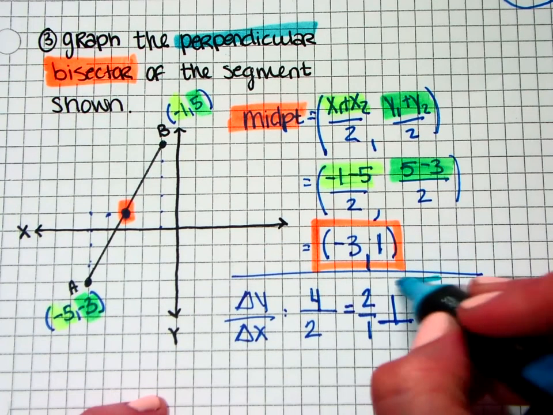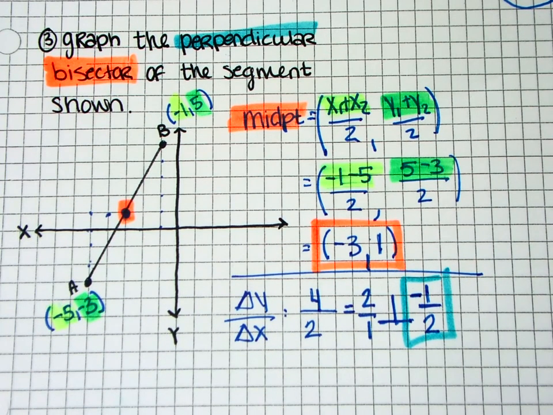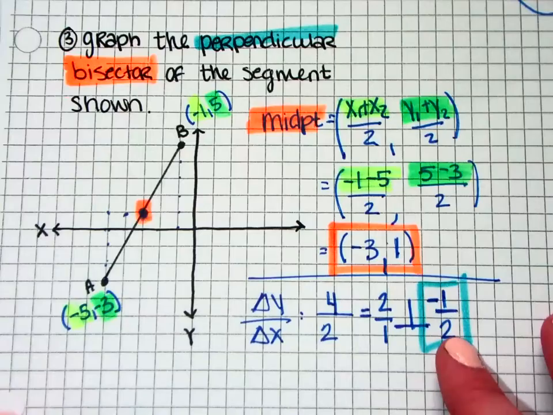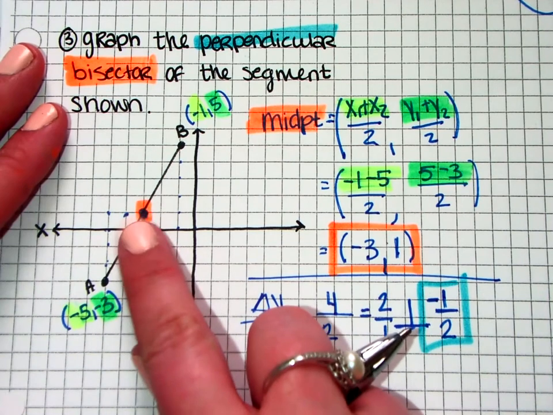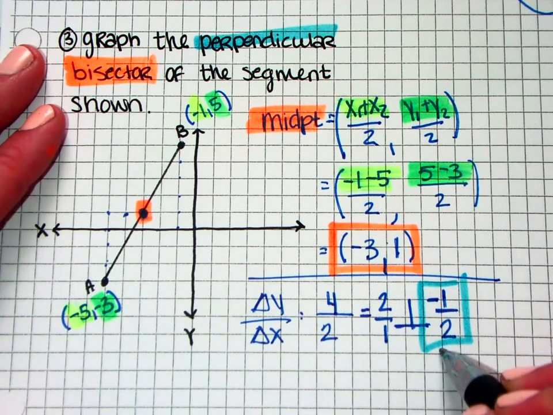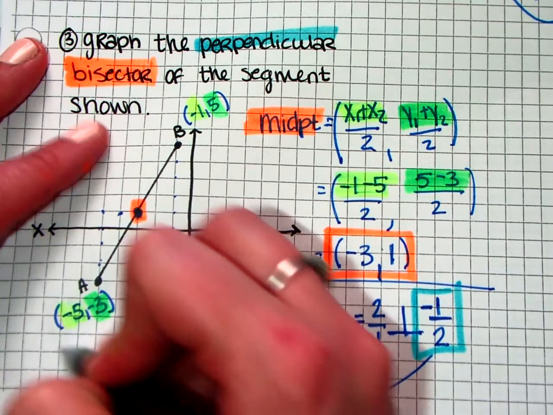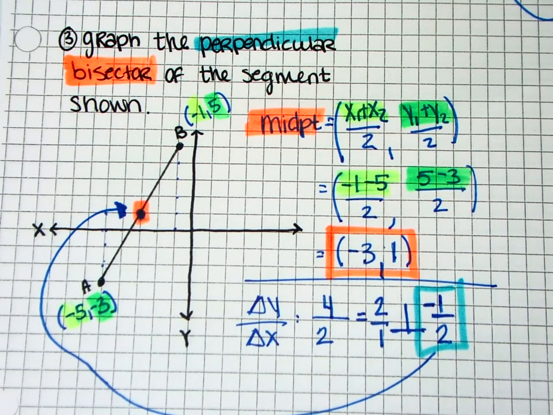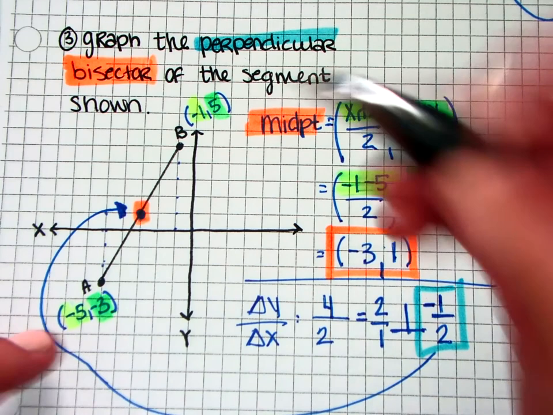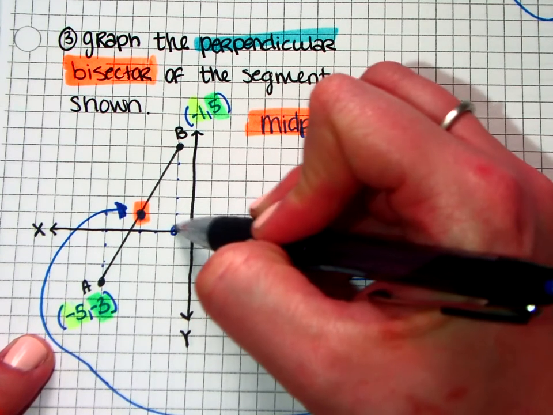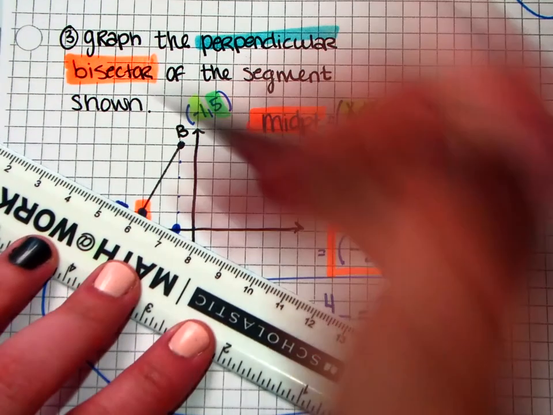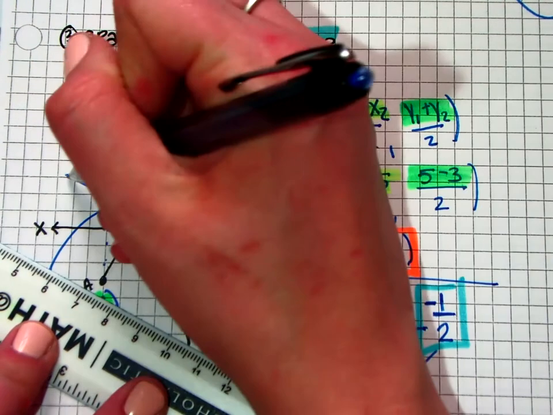So I'm going to graph my perpendicular slope, and instead of graphing it from just a random point like we did here, I had a point I had to start at. In this problem, the point you have to start at is the midpoint. You have to start at the midpoint. It's a perpendicular bisector, meaning it goes through the middle. So I'm going to count down 1, right 2. Now that I have 2 points, we're going to go ahead and connect. And that is your perpendicular bisector.